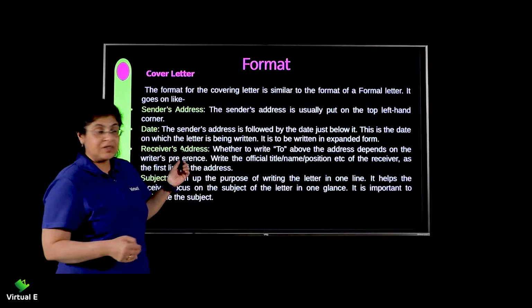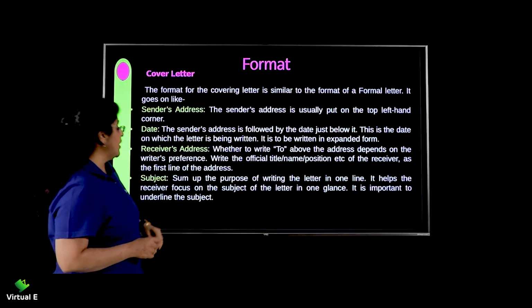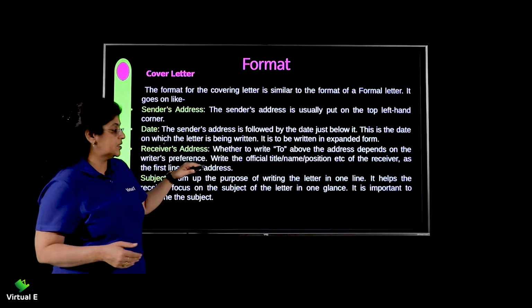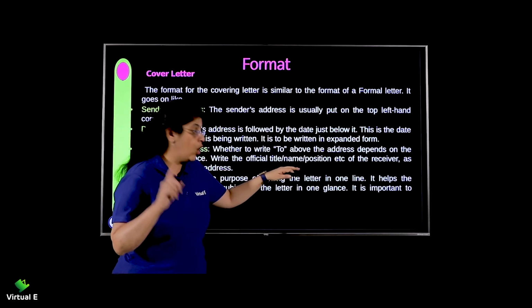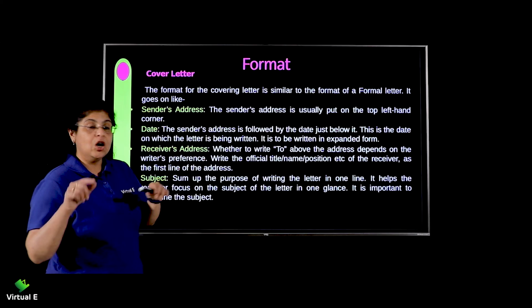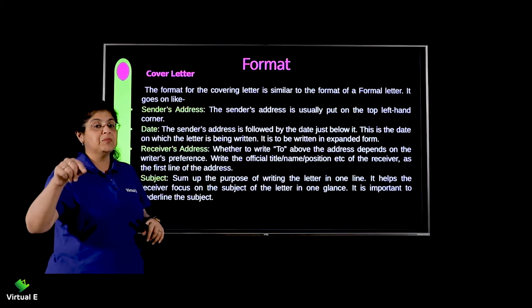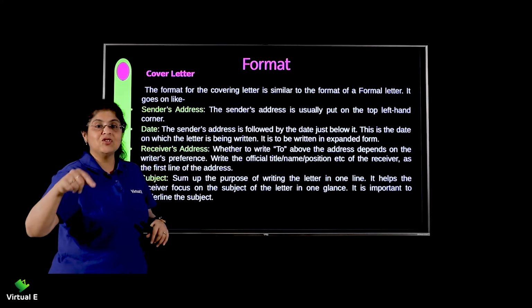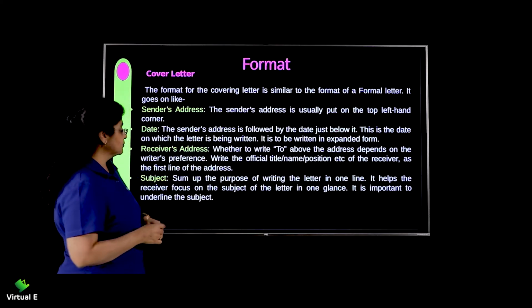Then you have the receiver's address. Whether to write "To" above the address depends on the writer's preference. Write the official title, name or position, etc. of the receiver as the first line of the address. So the principal or whatever you're writing to, the manager, the director, the CEO, whatever the position.